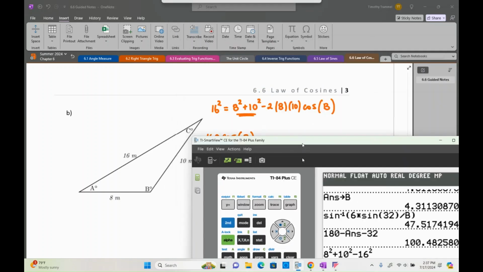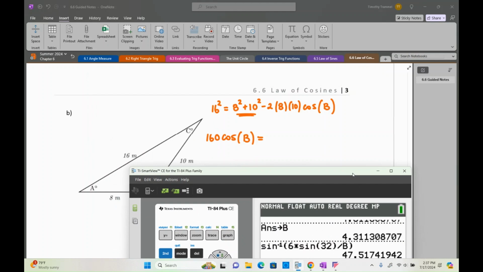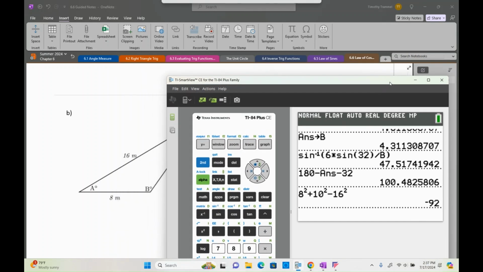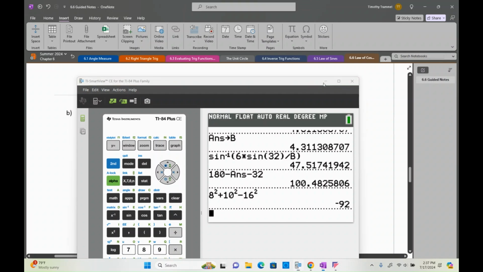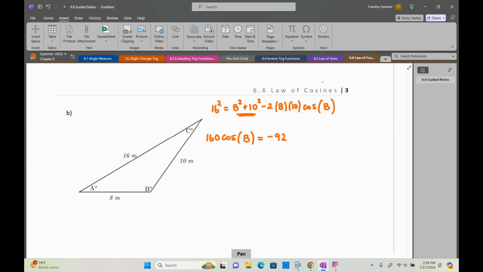And so, yeah, there we go. That gives us minus 92. And make sure we have that right. Yeah, minus 92. And again, that's from doing 8 squared plus 10 squared minus 16 squared. So we're almost there. We just need to divide each side by 160.